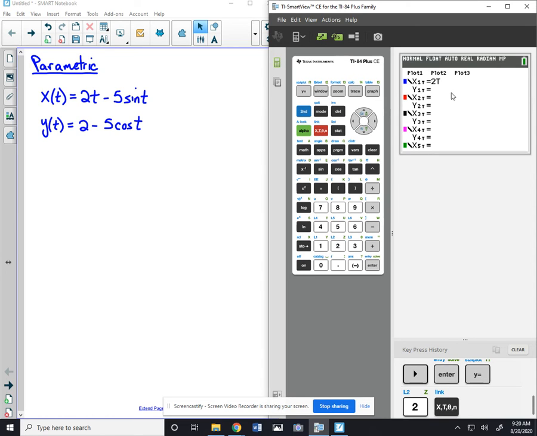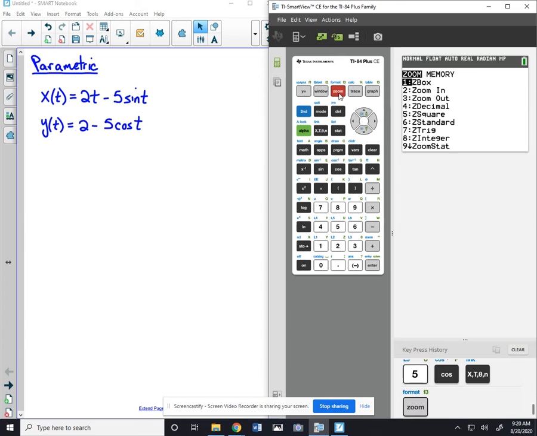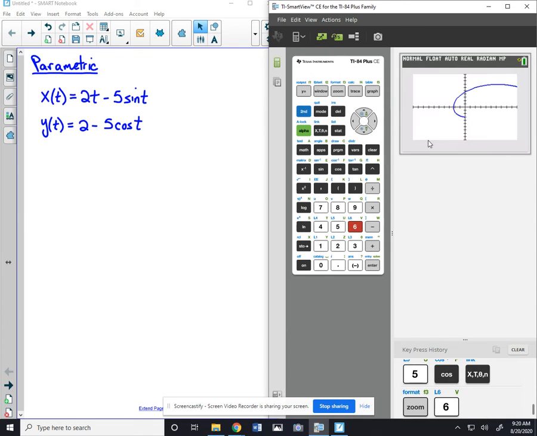Oh, it's a t. It is not an x anymore. Well, that is something. 5 sine t. Now let's get this y equation. 2 minus 5 cosine t. Now we got it. So if I hit the graph, we will hit this zoom 6 to start out.